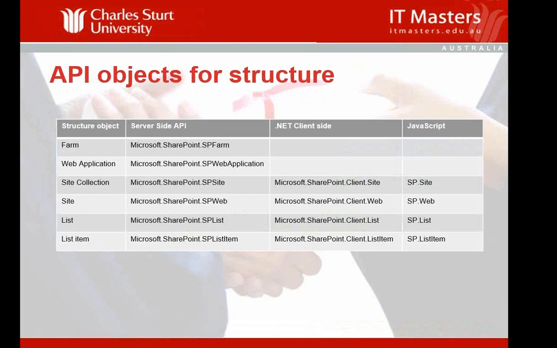A list within a site comes out as SPList, and your list item comes out as SPListItem. So most of the server-side objects all start with that SP prefix, despite the fact that they're all inside a namespace called Microsoft.SharePoint. That was actually addressed in the client-side and JavaScript object models, where they drop that SP prefix. So looking at your site, your web, your list item, all under that client namespace.